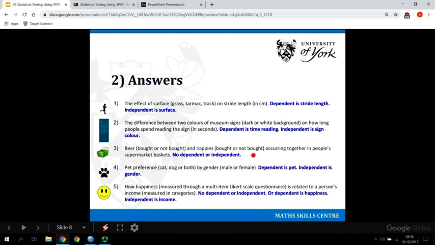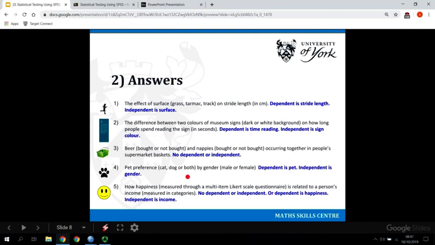When we come down to number 3, we're looking at an association between beer and nappies and whether they occur together in people's supermarket baskets. So we're just looking at different people's baskets and how often they occur together. In this case, we can't really say that buying beer causes someone to buy nappies, or buying nappies causes someone to buy beer, though you might argue differently. And therefore, we're just looking for an association, and we don't have a dependent or an independent here. We just have 2 variables, and you wouldn't really call either of them dependent or independent because there's no cause and effect.